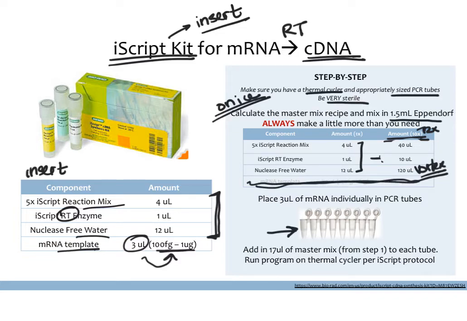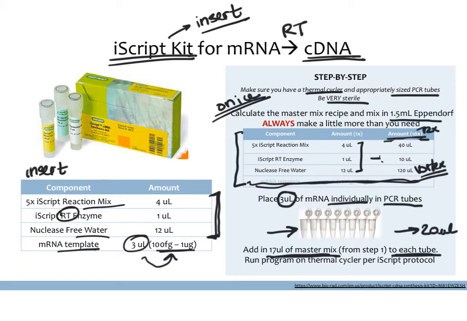The other thing to keep in mind is that your mRNA template will, of course, not go into this master mix. That is because it is different for every single tube. The only things that go into this master mix are the ones that will be the same across the board. You will then place your 3 microliters of mRNA individually into every PCR tube, because remember, this did not go into the master mix. Then you can add your 17 microliters of master mix that you made, where you already mixed everything together. Now you can just add it in all together to each tube. And now you'll have a total volume of 20 microliters.